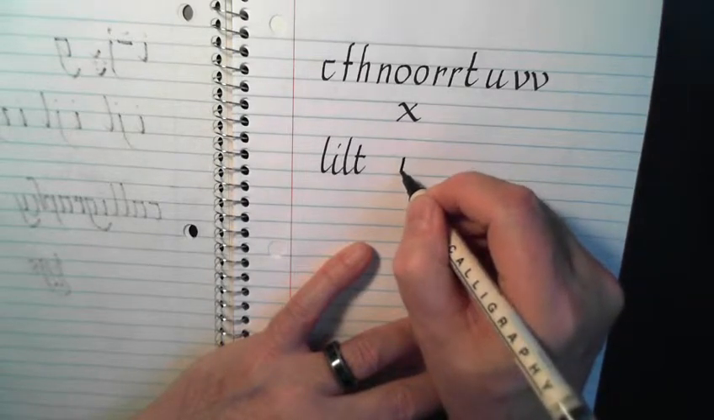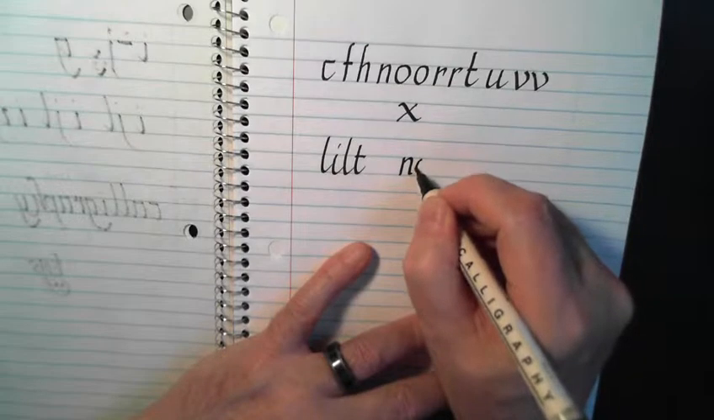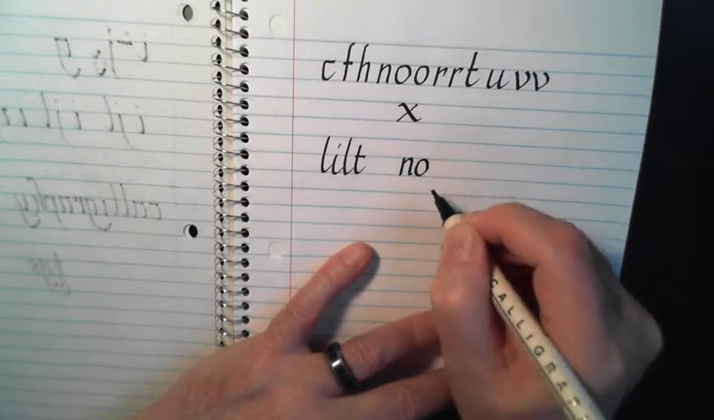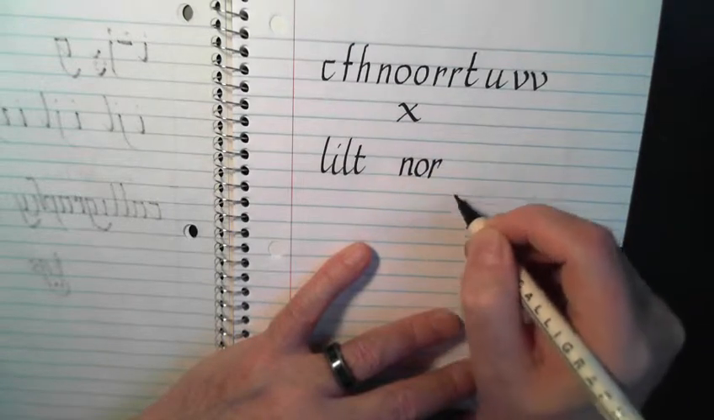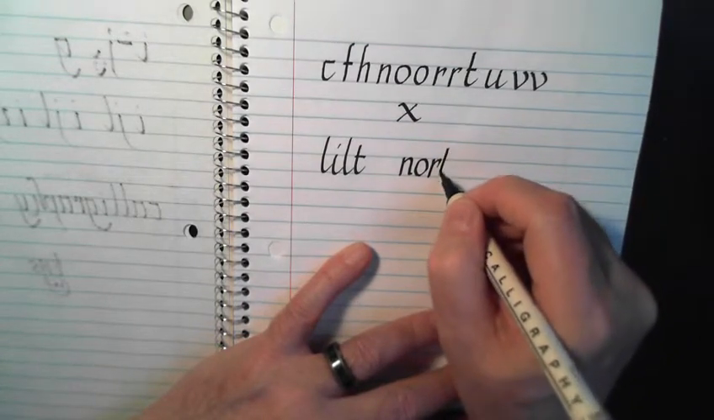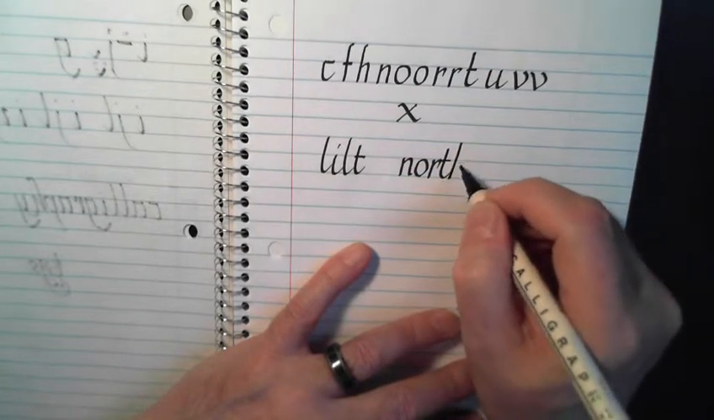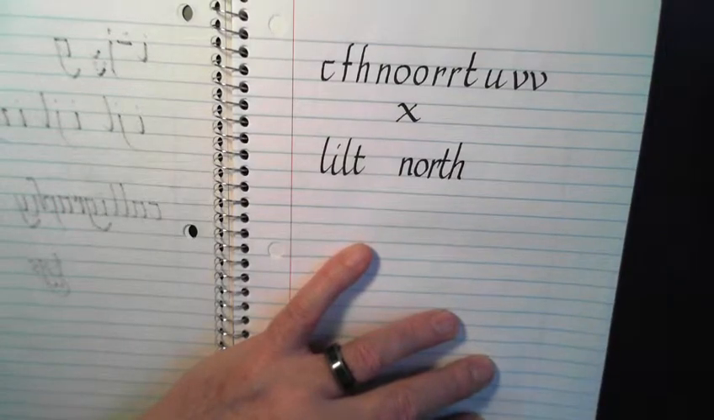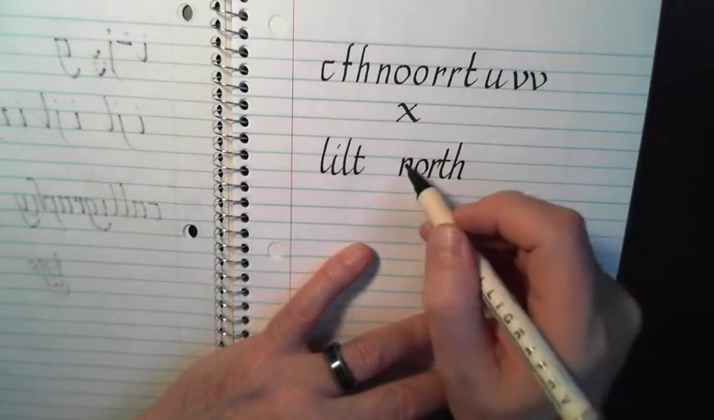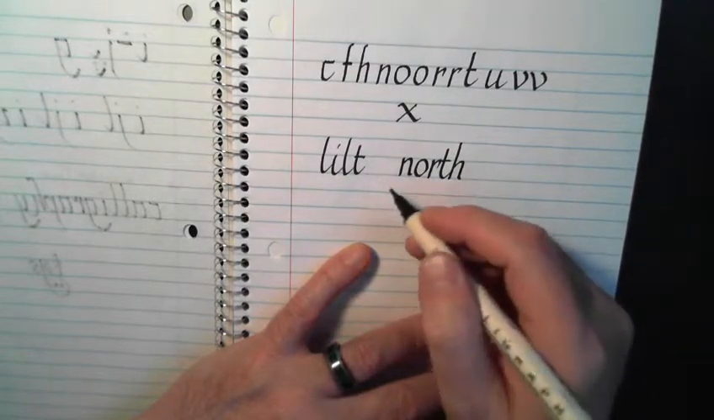We're going to come down 1, 2, 1, 2, 1, 2, and then starting midway again. Pull that down. Make sure you get that little join there. And then we have the word north. So now we've used these 2-stroke letters. We've got 1, 2, 1, 2, 1, 2, 1, 2, and 1, 2. So now we have those together.